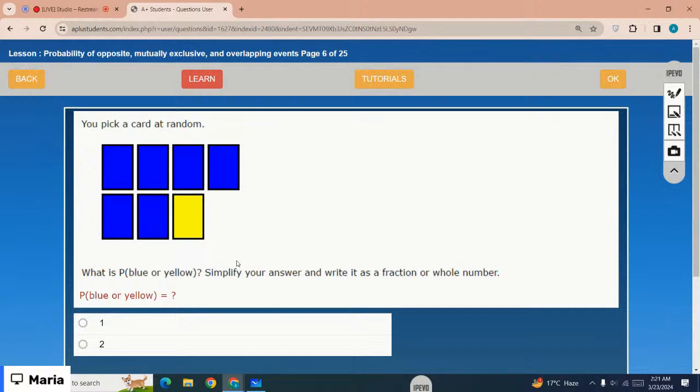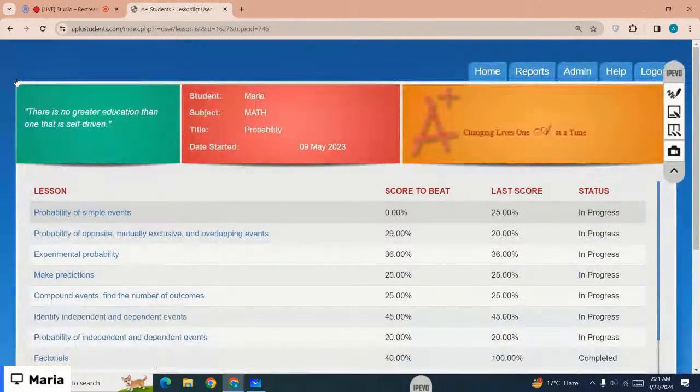Okay, you can complete the lesson by yourself later today. Let me just move on to the next lesson. So the next lesson is experimental probability. So let's just start with the lesson.